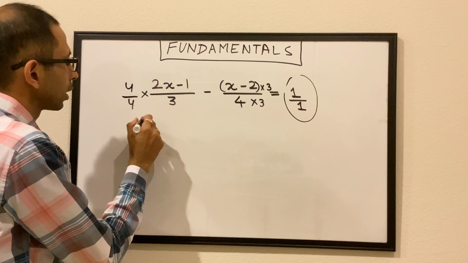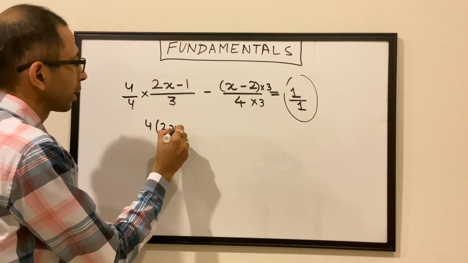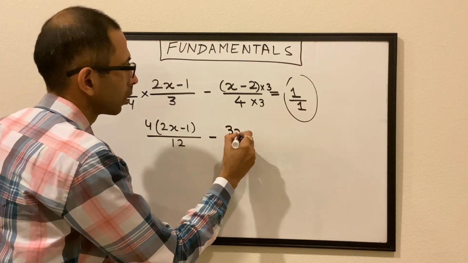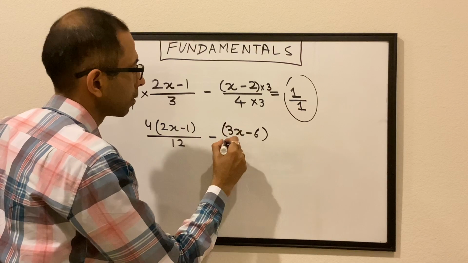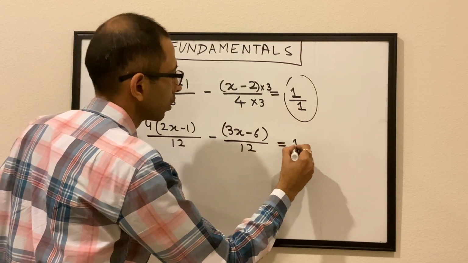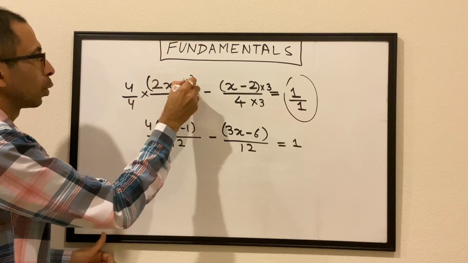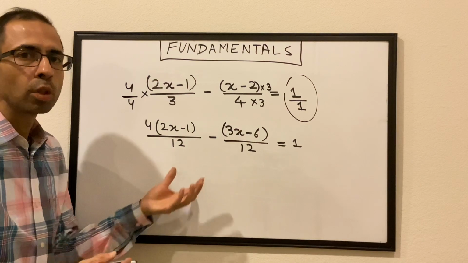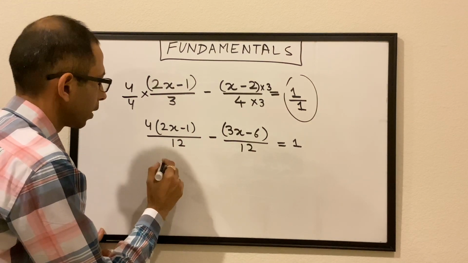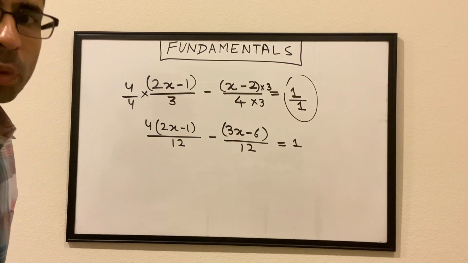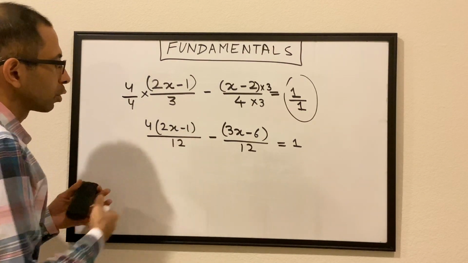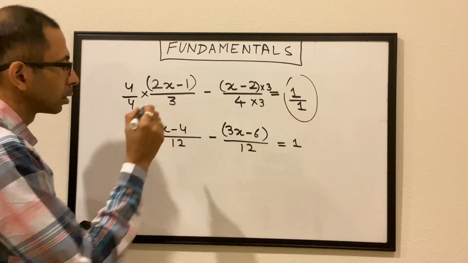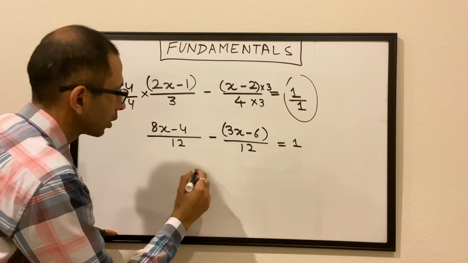Okay, so we get 4 times 2x minus 1 divided by 12 minus 3 times x minus 2 divided by 12 is equal to 1, right? We multiplied 4 with 2x minus 1 and we multiplied 3 with x minus 2 because we need to have 12, the same denominator on both the fractions. And now we expand this one, so we get 8x minus 4. So this becomes 8x minus 4, this is 3x minus 6.